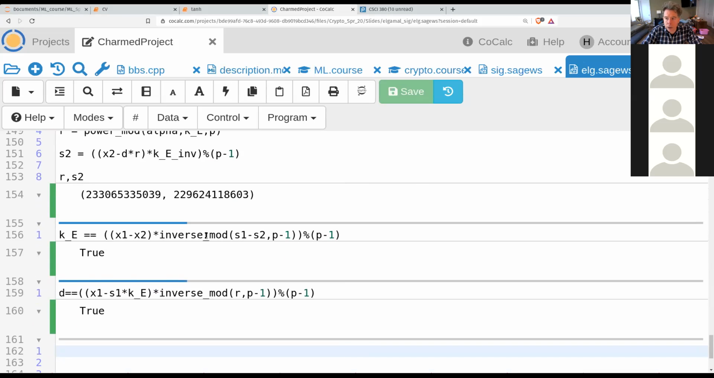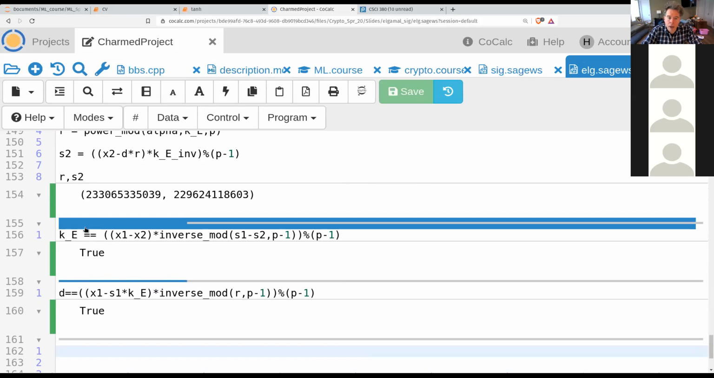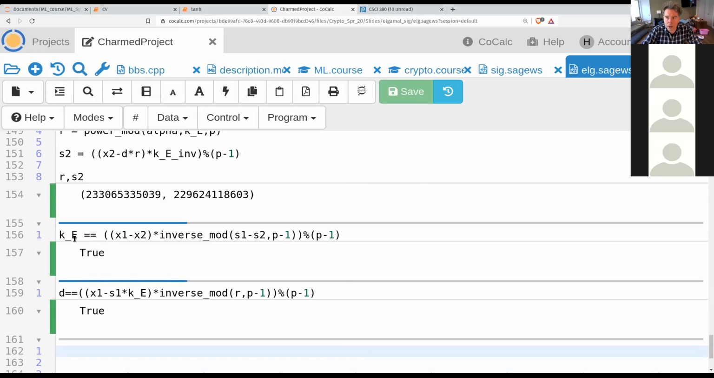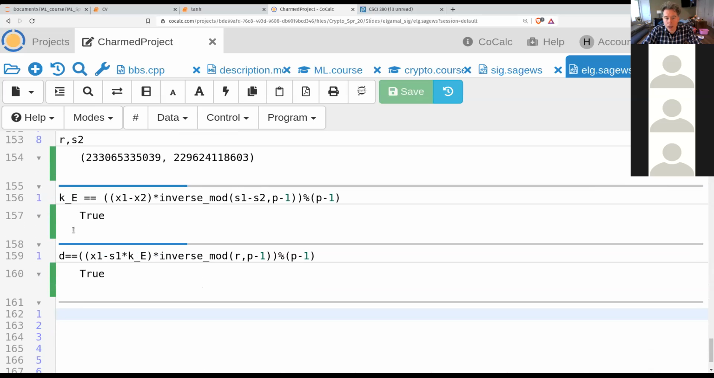So here is the algebraic formula that recovers the ephemeral key. And you can see that it works. Like here I'm deriving KE just from x1, x2, S1, S2. All that stuff's public information. So anybody can do this. So there's KE. And now that KE is known, everything on this side of the equation is also public information. It's just x1, S1, and KE is known. And R, and P minus 1. And so is it true that D is equal to that? And the answer is yes. So you have stolen the private key for El Gamal.